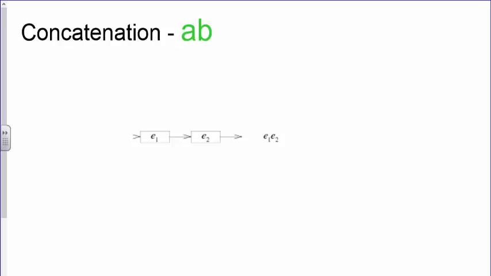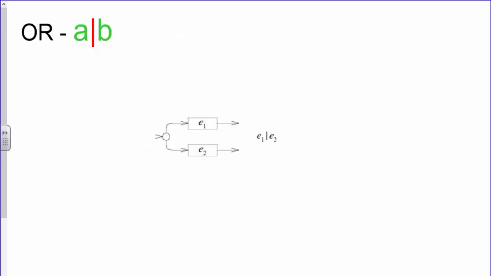Concatenation of A and B. A is E sub 1 and B is E sub 2. They concatenate, and it produces E sub 1, E sub 2. With an OR, you can go one of two routes. You can go E sub 1 or E sub 2, either or. This is a one or more occurrence.